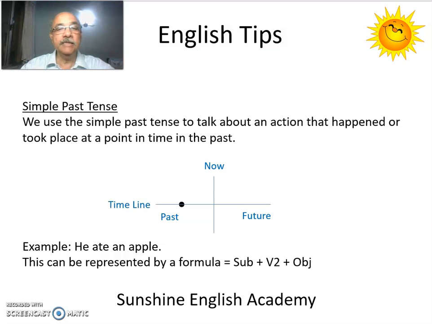Below is an example of a sentence in the simple past tense. He ate an apple. He is the subject. Ate is the form of the verb in the past tense, and an apple is the object of the verb. So this sentence can be represented by a formula, which is the formula of the simple past tense. That is subject plus V2 plus object.